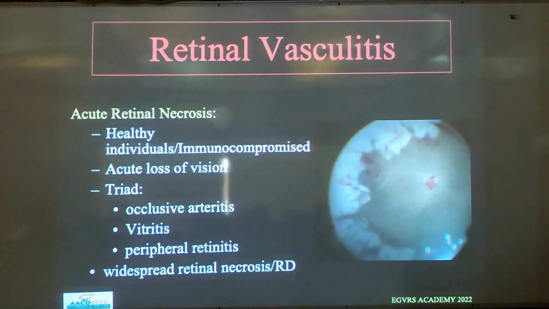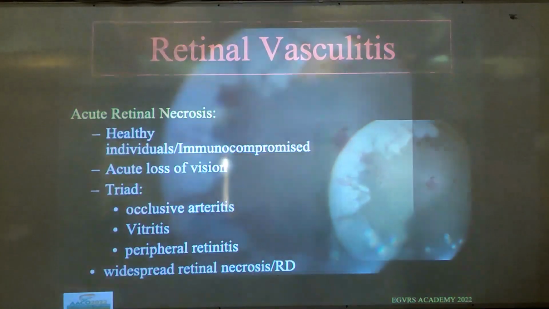Typical picture اللي انت شايفينها دي. This is typical of acute retinal necrosis syndrome, widespread retinal necrosis, and they develop retinal detachment later on. Typical picture, typical picture. Can't miss it.